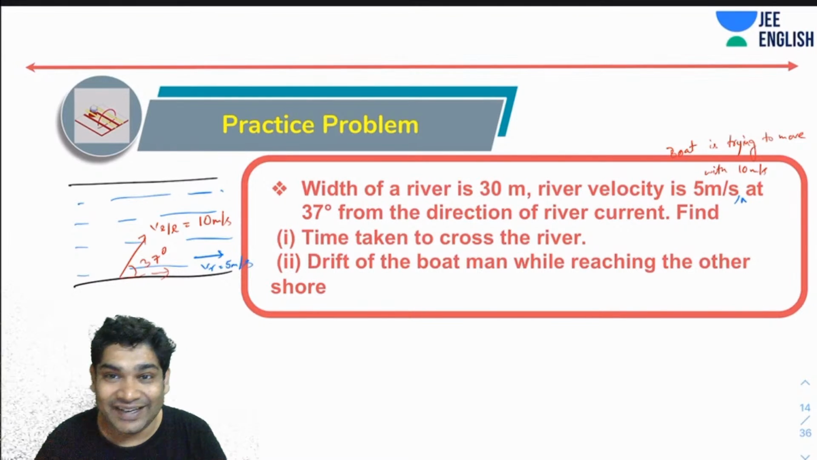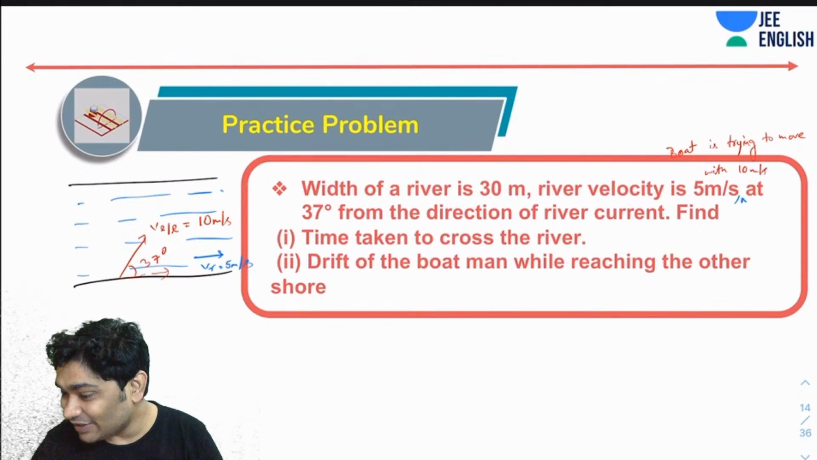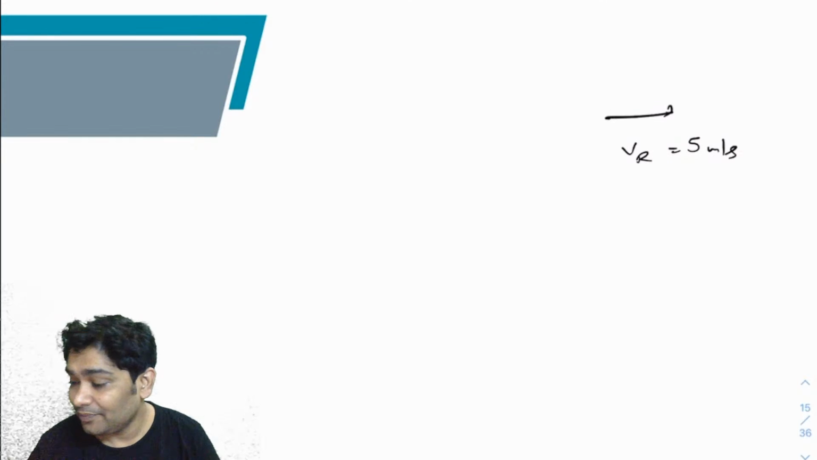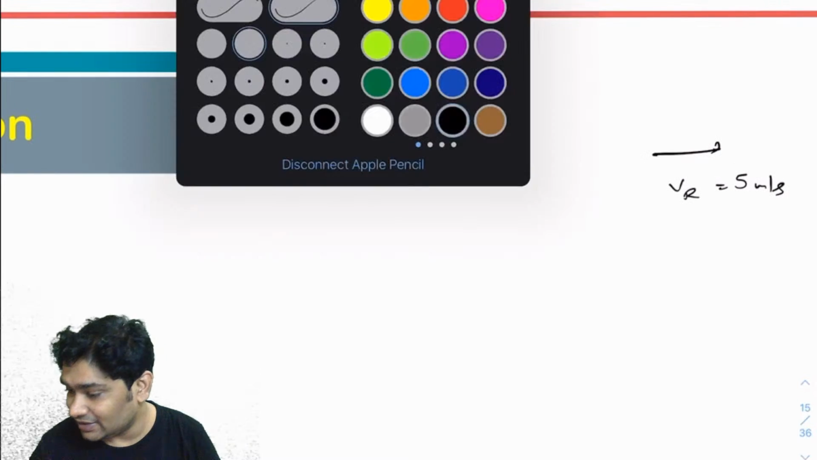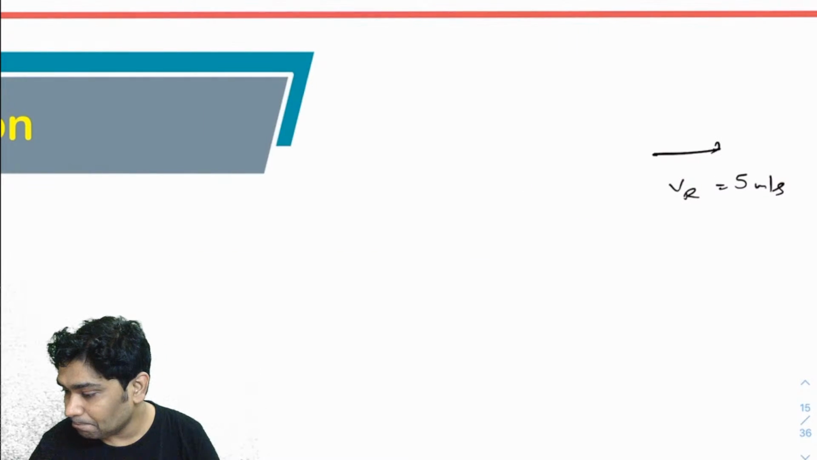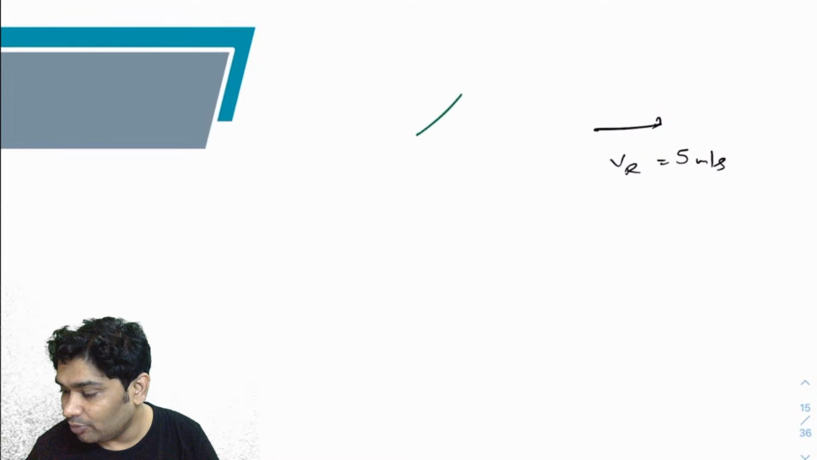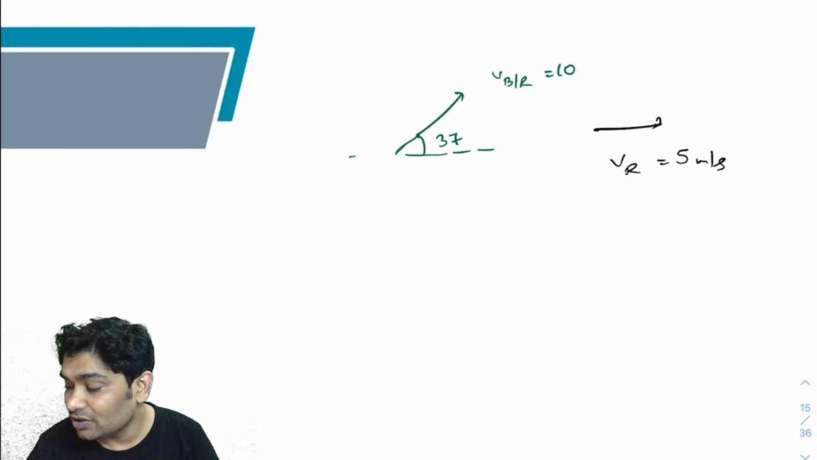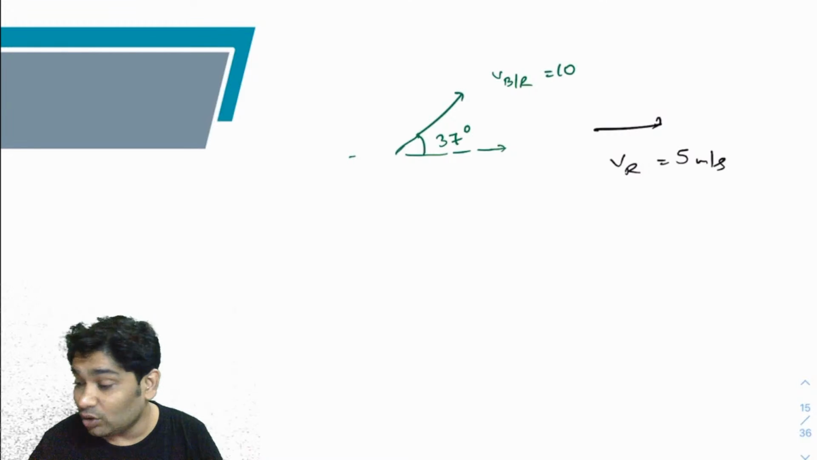So Pawan has already given me the answers. All right, so let's try and see. You know the velocity of river is 5. Velocity of boat with respect to river is 10, and it is at an angle of 37 degrees with the river flow. This is the direction of river flow, by the way. So let's see what the components are.